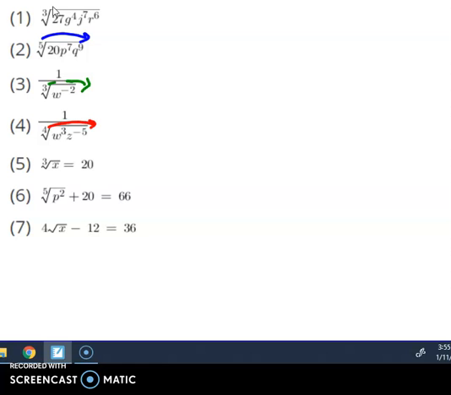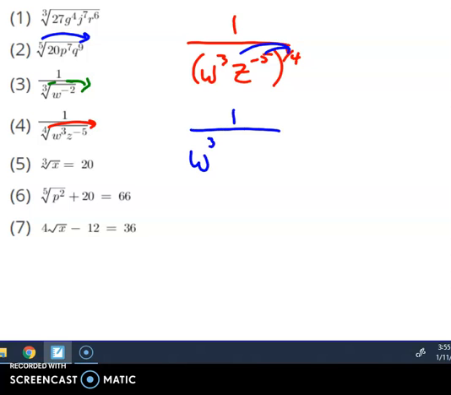Alright, so in this problem, if I pull the 4 out in front, it's going to be 1 over w cubed z to the negative 5, and the exponent is going to be 1/4. Because the 4th root gets replaced with an exponent of 1/4, the cubic root gets 1/3, the square root gets 1/2, the 7th root is 1/7, and so on. We multiply through by the exponent, so we get 1 over w to the 3 times 1/4, and z to the negative 5 times 1/4. So it becomes 1 over w to the 3/4 and z to the negative 5/4.